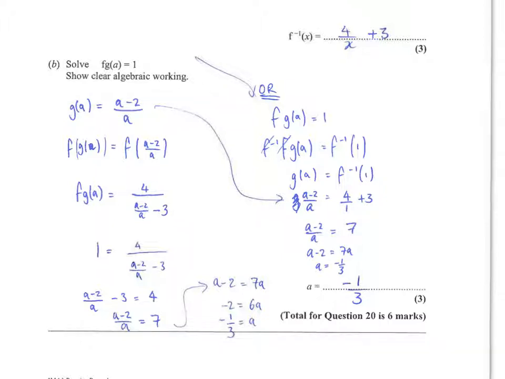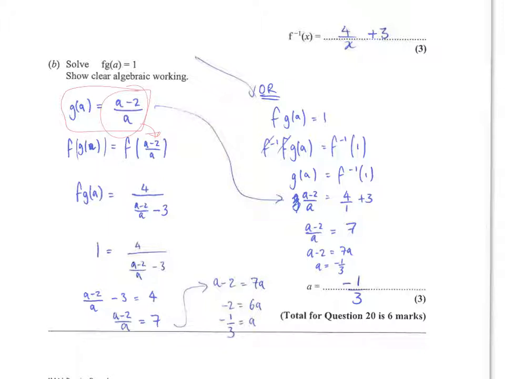Again, two methods for calculating fg of a. First, if we think about g of a, well, g of x was x minus 2 over x. I'm now substituting rather than an x value, I'm substituting in an a value. So I end up with a minus 2 over a. fg of a is a minus 2 over a. So I'm doing f of a minus 2 over a.